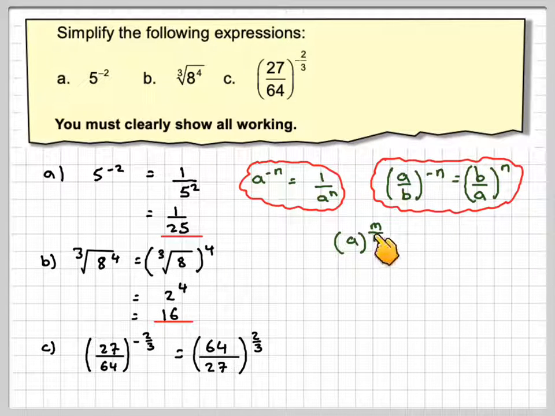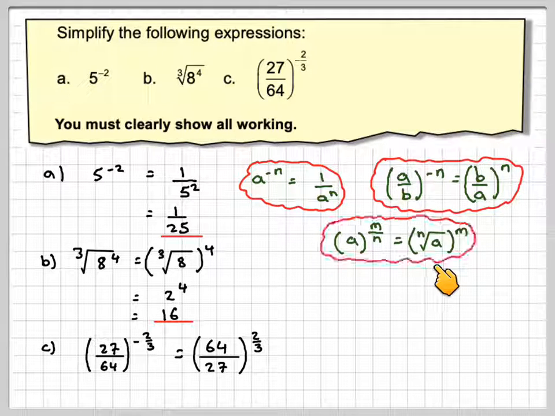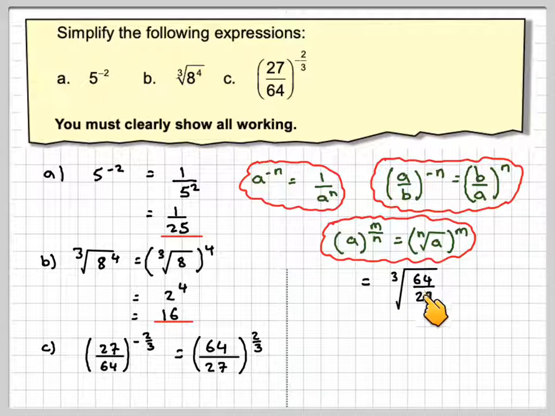Right, what does a to the m over n mean? So it means take the nth root of a and raise it to the power of m. So this little 3 here will mean I have to take the cube root of 64 and 27. And it's worth learning a few cube numbers, and then you'll be able to spot using indices much easier. So we need to take the cube root of 64 over 27 and then square it.